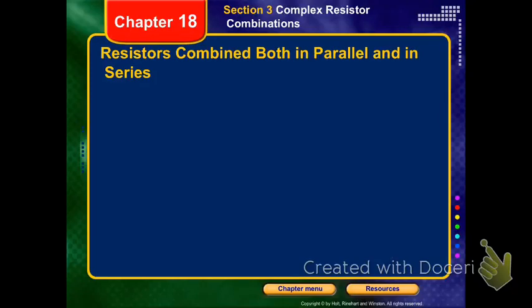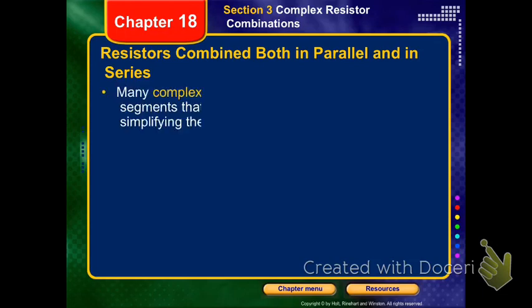This is Chapter 8, Section 3. We've already done the series and parallel circuits, and now this section deals with, okay, what if we make a complex circuit? How do you deal with it if you have series and parallel together? And the first thing is a reminder.